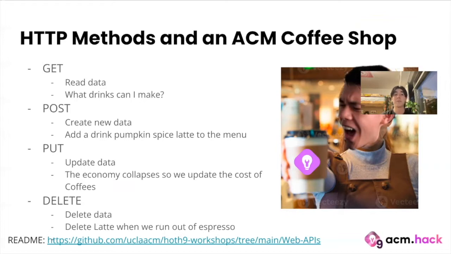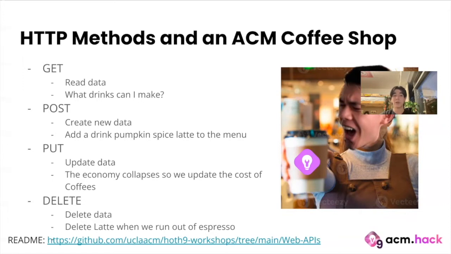We're going to talk about HTTP methods through an analogy of a coffee shop. Let's say you go to a coffee shop. In this case, the barista will be the API that we're communicating with, the coffee shop itself. There are 4 main HTTP methods: get, post, put, and delete.